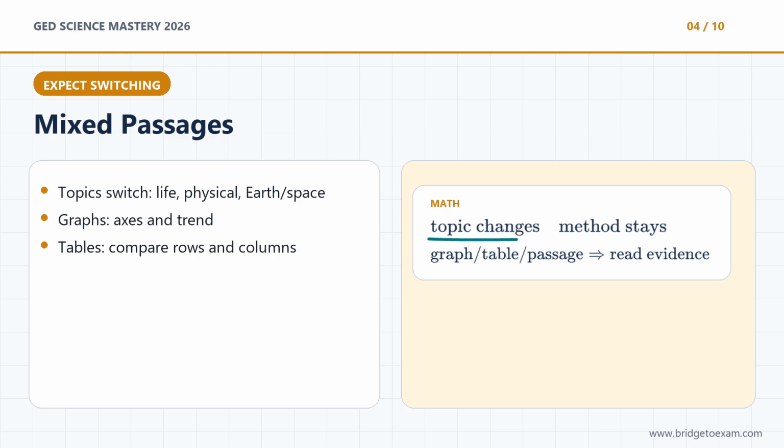On test day, topics will be mixed. One question may ask about a food web, the next about a force calculation, the next about climate data. That switching can feel messy, but the method stays the same. Identify what kind of evidence you have. If it is a graph, read axes and trend. If it is a table, compare rows and columns. If it is a passage, underline the claim being tested. The topic changes, the evidence habit stays.